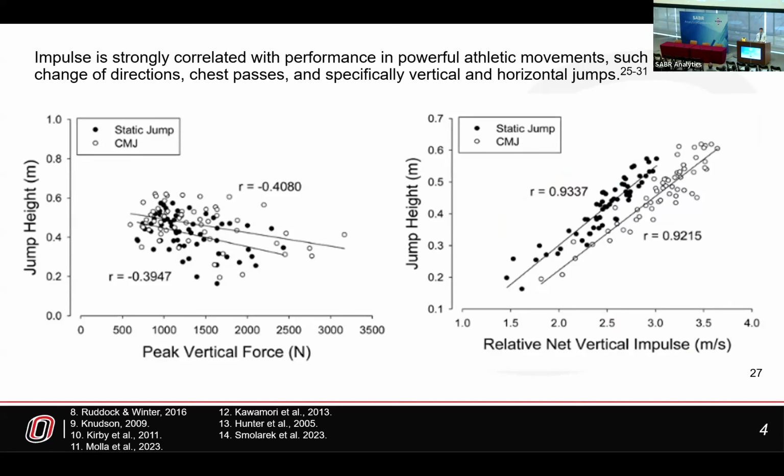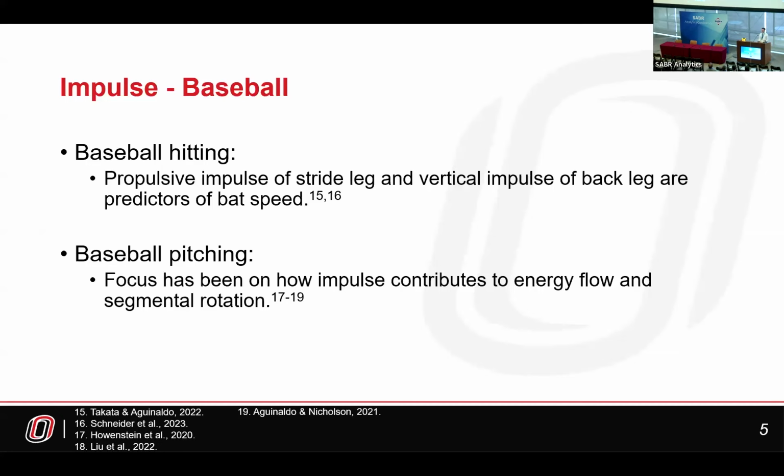This study done by Kirby et al. compared jump height to peak vertical force as well as to impulse. And they found that there was a very low and even negative correlation between jump height and peak vertical force of R equals negative 0.4 for static jumps and counter movement jumps. But when they looked at it compared to impulse, there's a very strong positive correlation between jump height and impulse of R equals 0.92, 0.93 for static jumps and counter movement jumps. So we see here that impulse is a very effective tool, especially compared to peak ground reaction force in this instance. However, how does that relate to baseball?